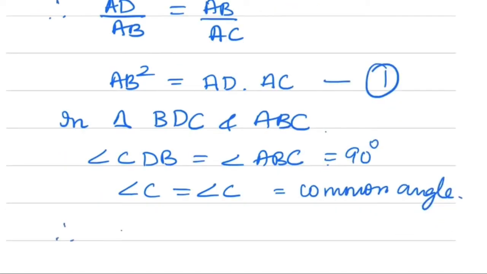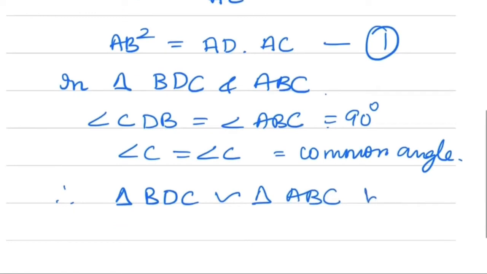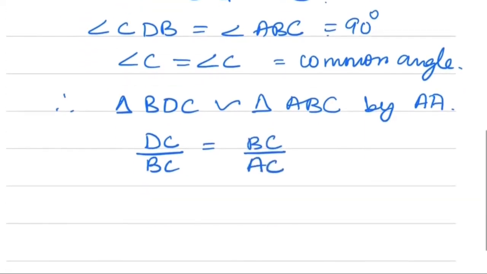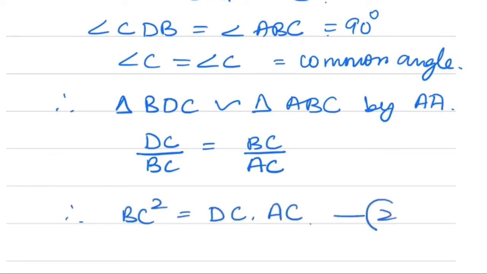Therefore, we can say that triangle BDC is similar to triangle ABC by AA property of similarity. So I can say DC by BC is equal to BC by AC. So therefore we can say that BC square is equal to DC into AC. This is the second equation.